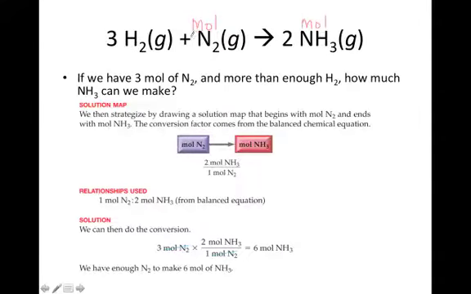What we will focus on is that for every 1 mole of N2, there are 2 moles of NH3. The relationship used: 1 mole of N2 is 2 moles of NH3. So we write our given, 3 moles. If we have 3 moles of N2, for every 1 mole of N2, we have 2 moles of NH3, which gives us 6 moles of NH3. We have enough N2 to make 6 moles of NH3, assuming that we have an excess amount of hydrogen.